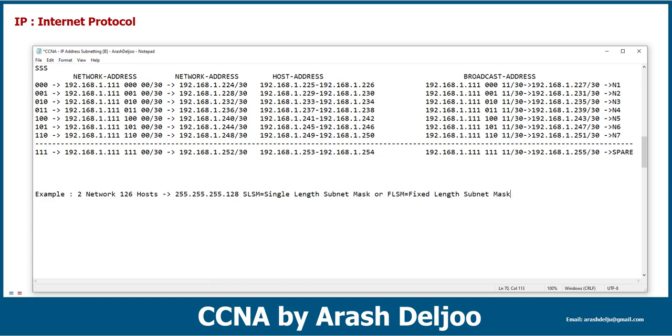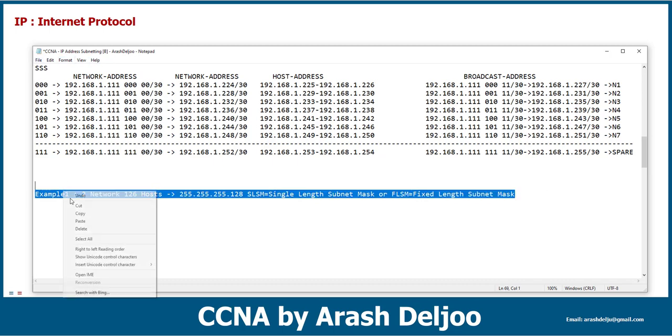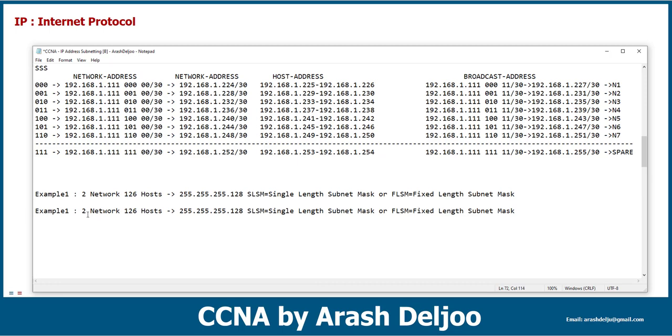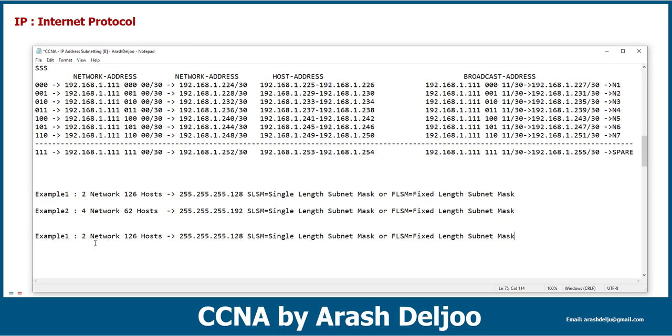In the next example, this is example 1, okay? Let me write here example 2. In example 2, we had this scenario, 4 networks with each network 62 hosts, and you know that we calculated 255.255.255.192 as the subnet mask, and again here we have SLSM. But in example 3, we have two types of requirement.